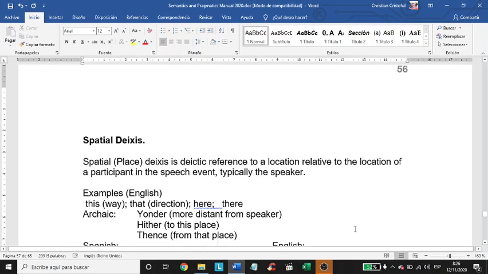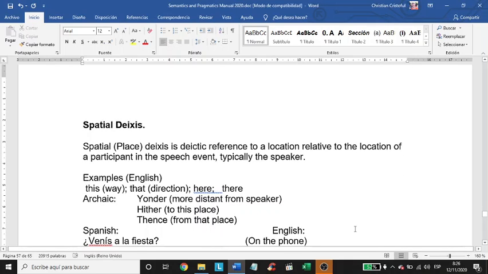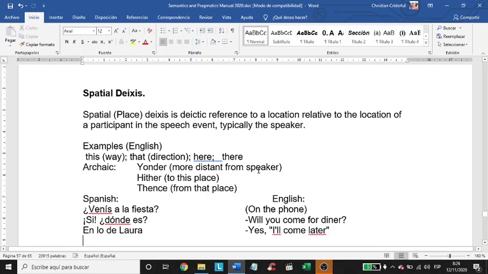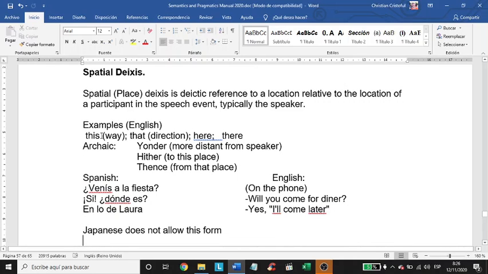Then we have spatial deixis. What is spatial deixis? Yes, it refers to a location relative to the location of the participant. Yes, and we have adverbs of place then. Okay, we have demonstratives like "this" or "that," or we have adverbs of place like "here" or "there." We also have archaic words like "yonder." What is "yonder"? It used to mean more distant from the speaker.